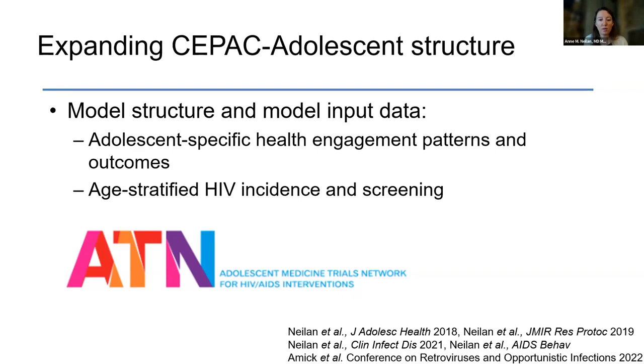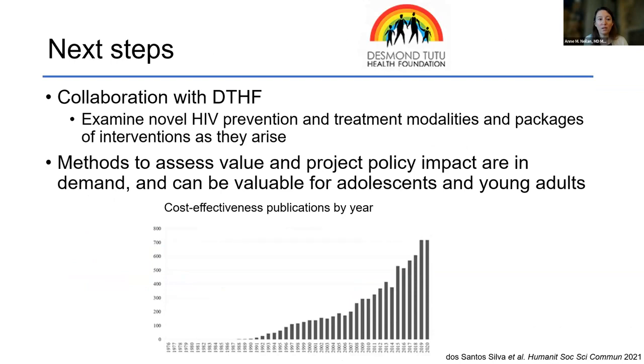More recently, we've had the opportunity to start collaborating with DTHF to examine novel HIV prevention and treatment modalities and packages of interventions as they arise. And I think it's a really exciting time to think about these methods. They are methods to assess value and project policy impact, and they're in high demand. At the bottom there, you can see cost-effectiveness publications by year, starting in about 1988 all the way up to 2020, so it's probably even higher now. I think these can be a really valuable tool to think about how we can both answer questions about care strategies for adolescents and also to advocate.